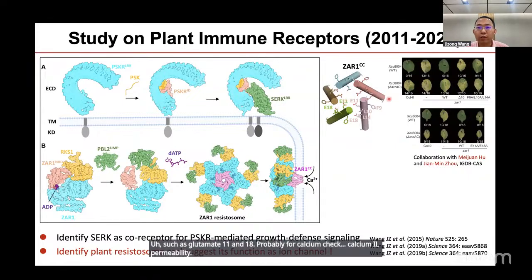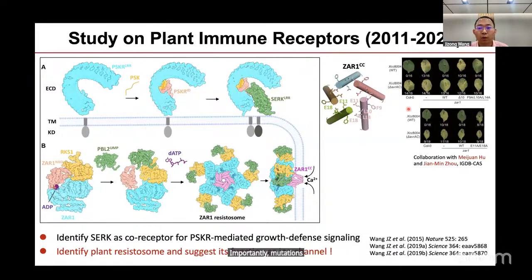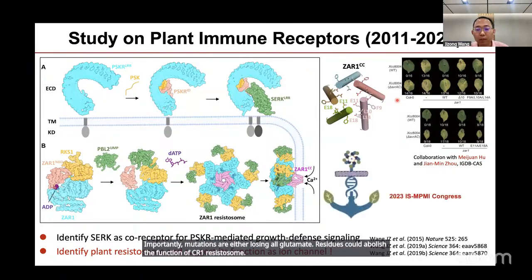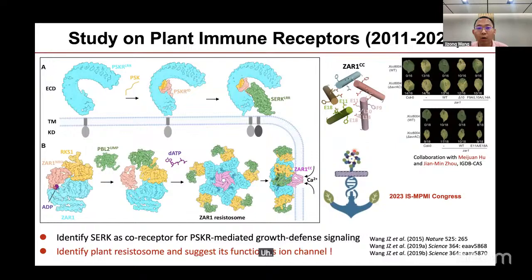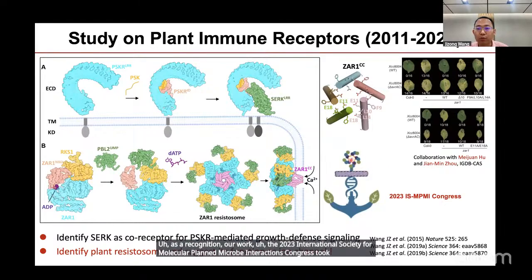Importantly, mutations on either leucine or glutamate residues could abolish the function of the ZAR1 resistosome. As a recognition of our work, the 2023 International Society for Molecular Plant-Microbe Interactions Congress took our resistosome as a part of their logo.